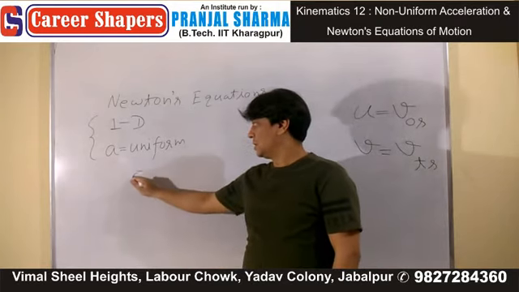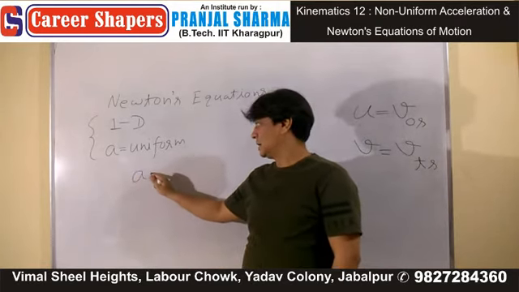Now, look here. a. Question says a is a constant number, uniform. But we know that a is always dv by dt. What is a? Acceleration. But acceleration is what? dv by dt. If this is a, then let's integrate this thing. How do you integrate this? dv is a times dt. Cross multiply.